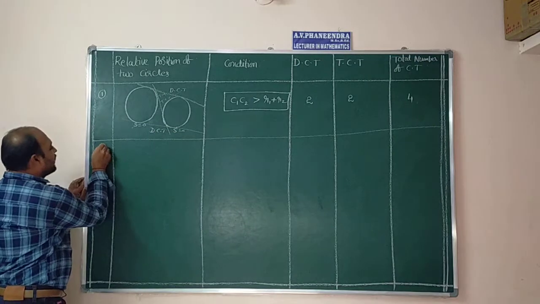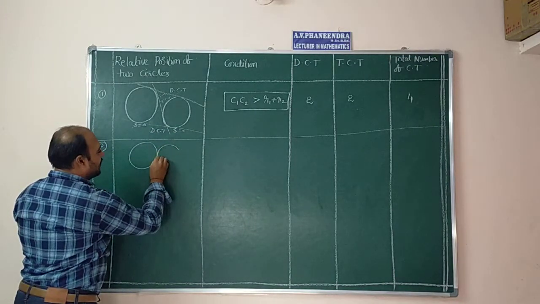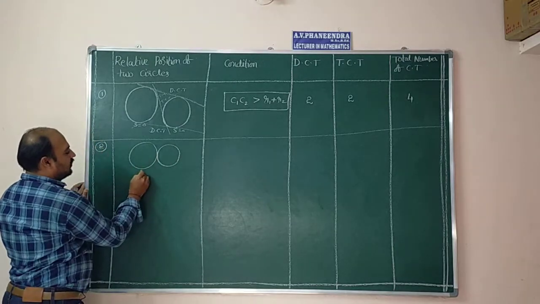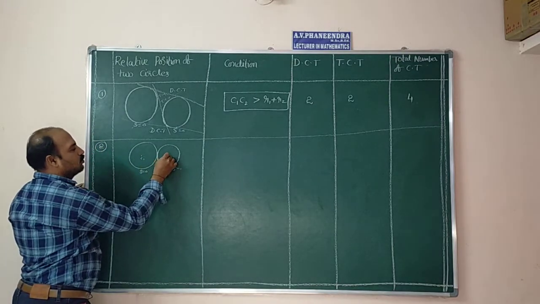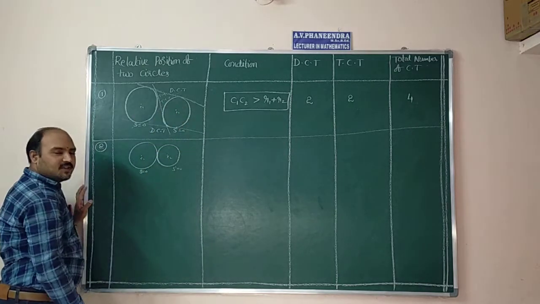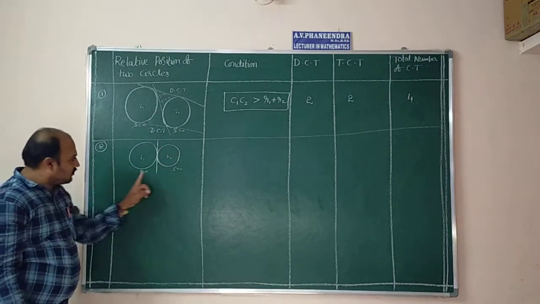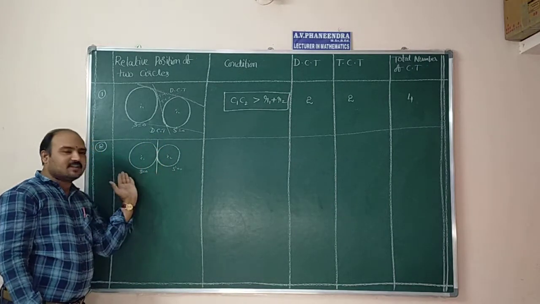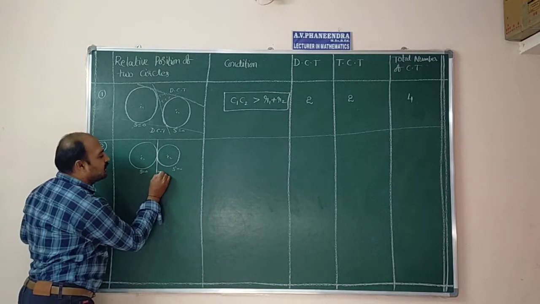Come to the second relative position. Two circles touch each other externally. S equal to 0, S dash equal to 0. C1, C2. See that? Here one tangent is possible now. For this tangent, on this side one circle, on this side another circle. So it is a transverse common tangent.